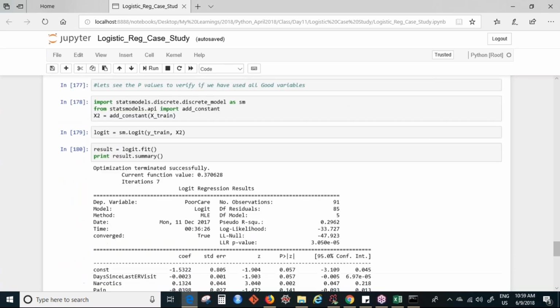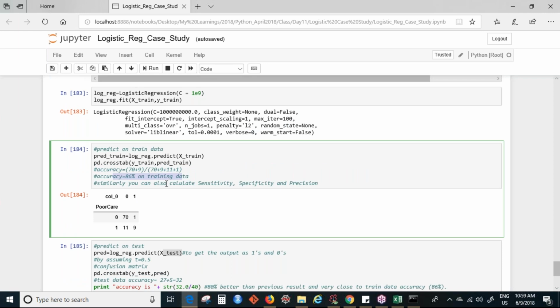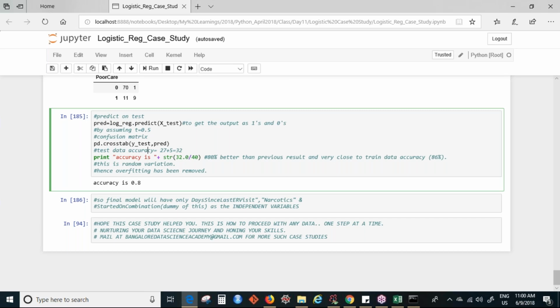When I remove the pain variable, which is insignificant, the train data accuracy remains the same, but the test data accuracy improves. Previously it was 76%, now it becomes 80%. So now it is no longer overfit. It is still less than the train data accuracy. Train data accuracy is 86%, but 6% is okay. That is random variation. 6% up and down doesn't mean that it is overfitting. So this proves that if you include insignificant variables in your linear regression or logistic regression models, it might overfit the data, and as a result of that, your test data accuracy might not be good.